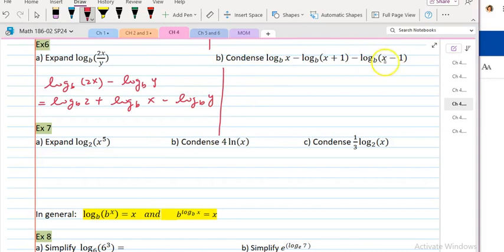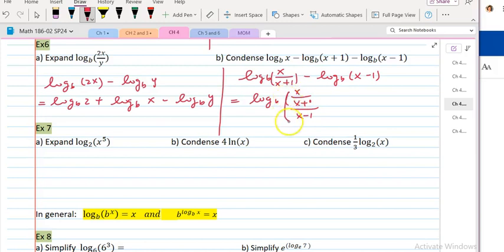Condense would be like group them all together, right? And then they're all subtracting. So I would say log base b. Condense these two first: x divided by x plus 1 into one thing. Minus log base b of x minus 1. So this is still subtracting, so I have to divide one more time, right? Log base b of x over x plus 1, and then divided by x minus 1, the whole thing.